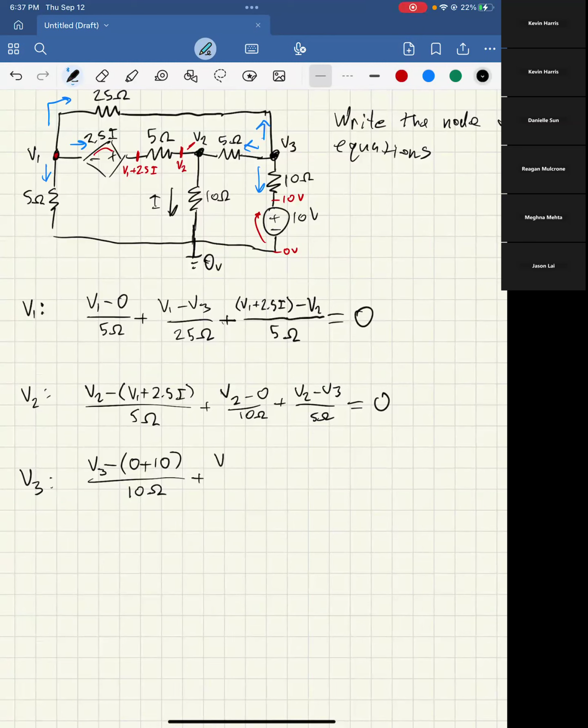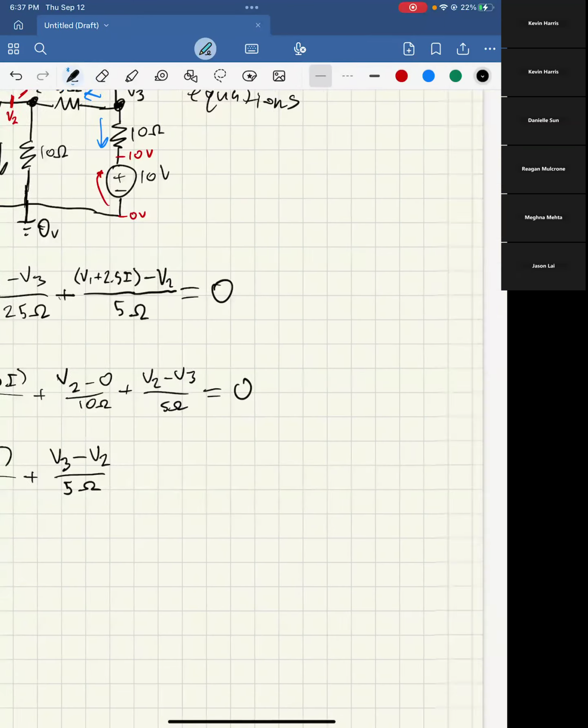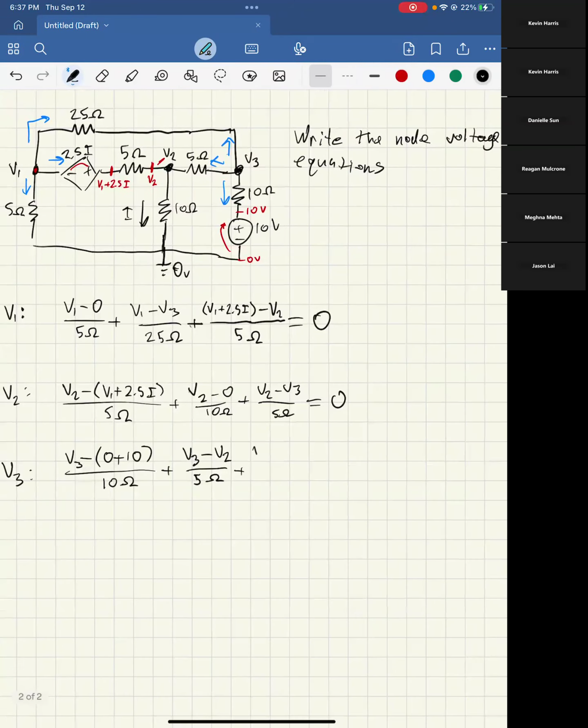And then continuing on, V3 minus V2 over 5 ohms. That's the path going to the left. That doesn't really look like a 5. I'll redraw it. And then finally, the path going up, we have V3 minus V1 over 25 ohms.